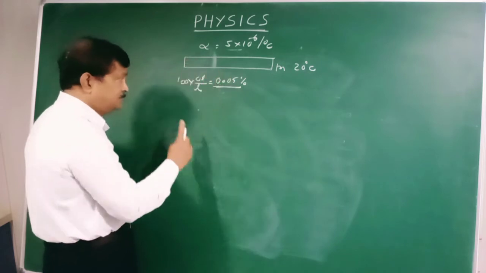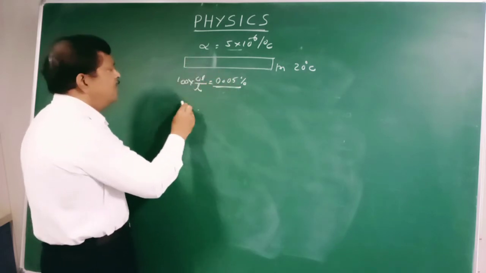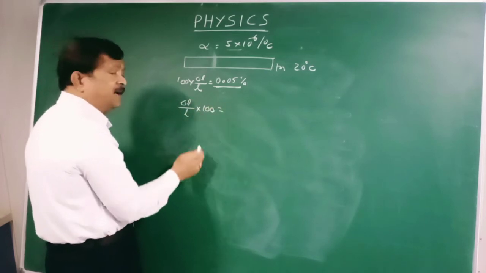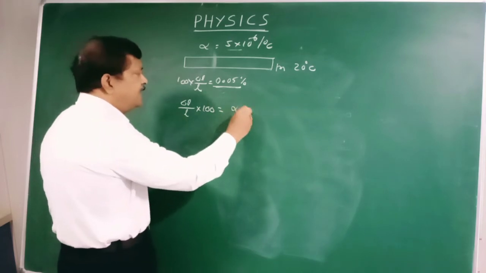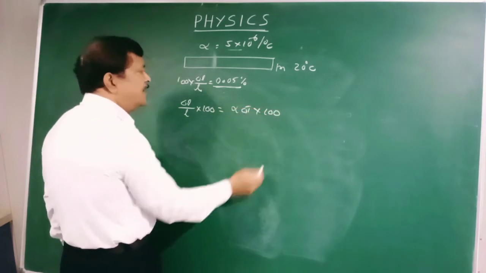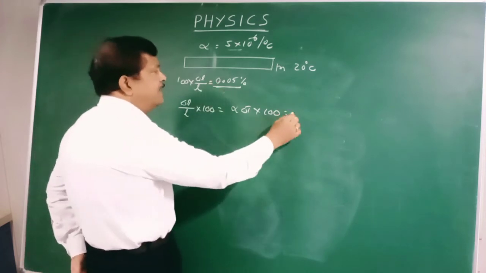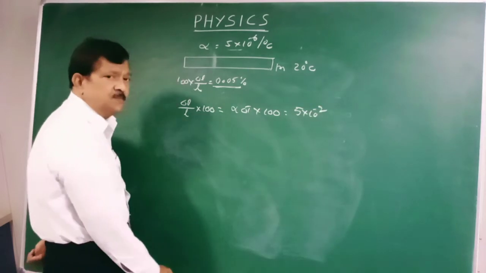Let us find out. This is the percentage error given. We know the percentage error is delta L by L into 100. What is the equation for this? Delta L by L is alpha delta T, multiplied by 100. This is the percentage error. But what is the value given here? 0.05, or it is 5 into 10 power minus 2.